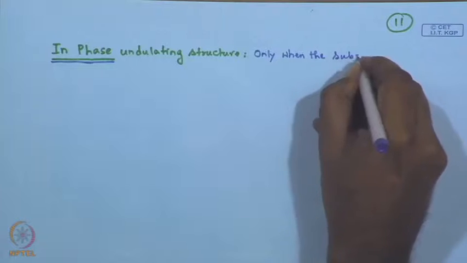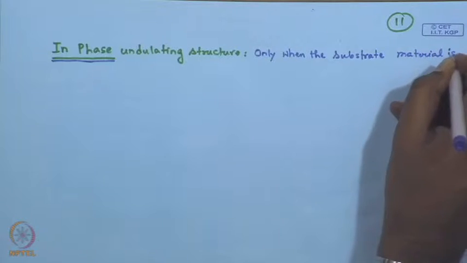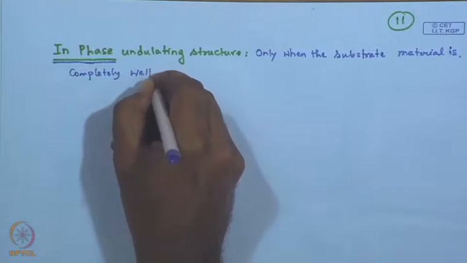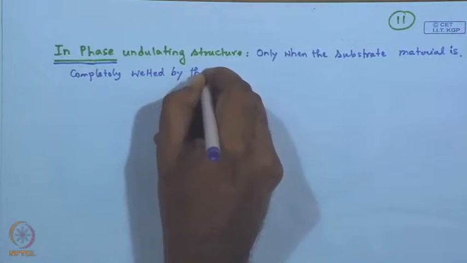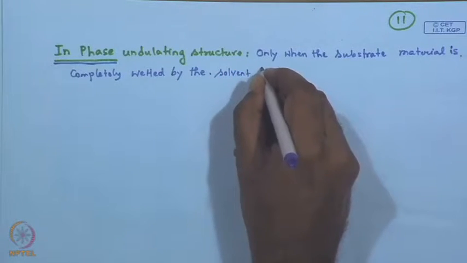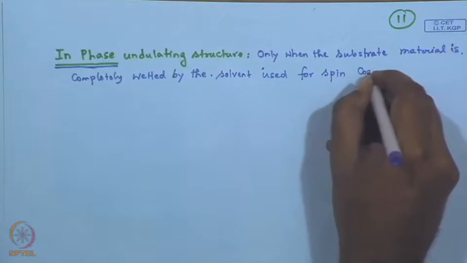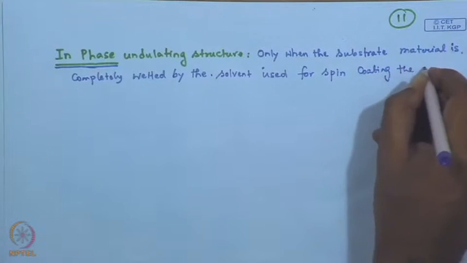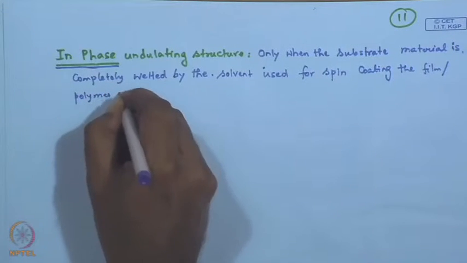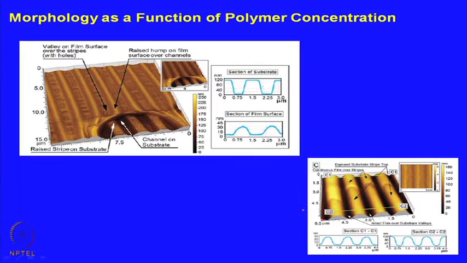the substrate material is completely wetted by the solvent used for spin coating the film or the polymer onto it. This is an important revelation. I will skip all these details.